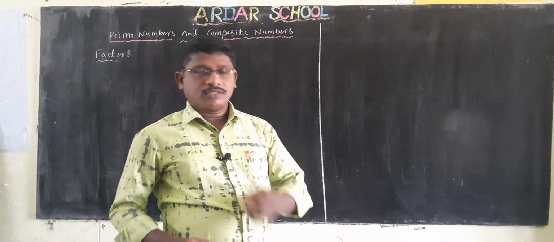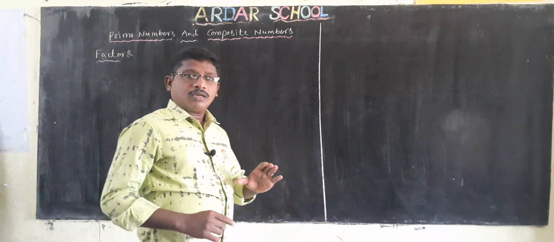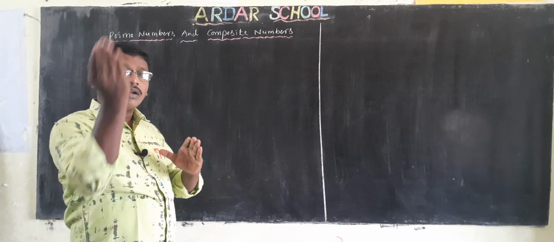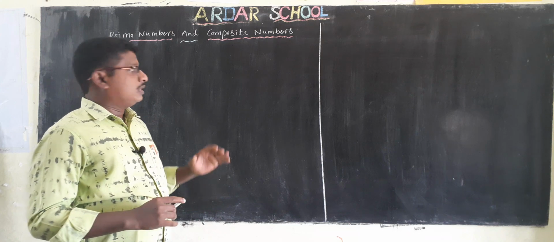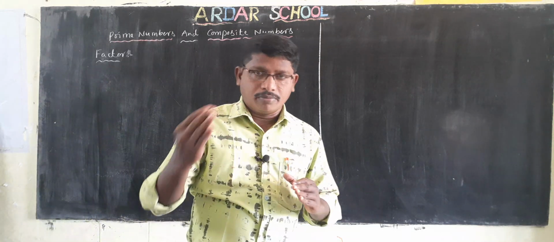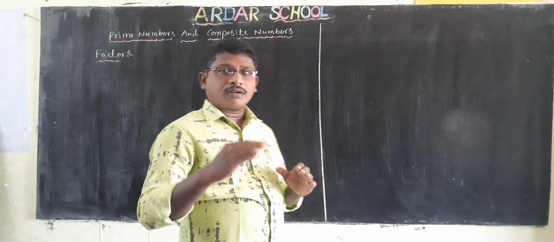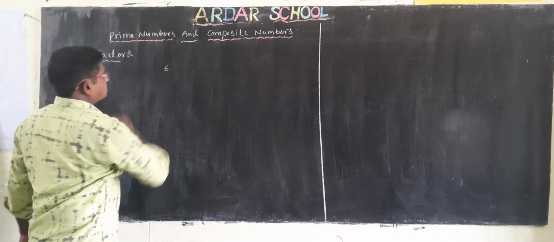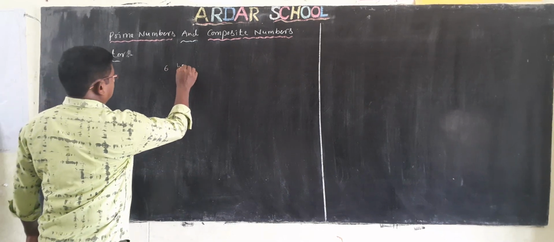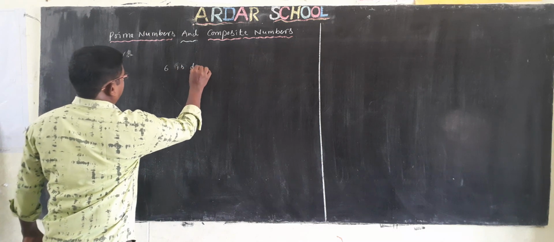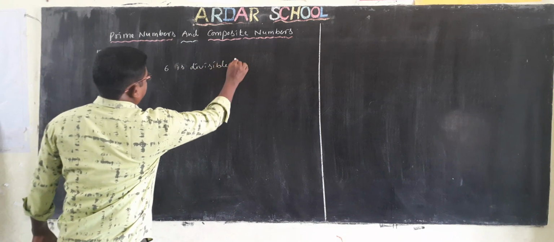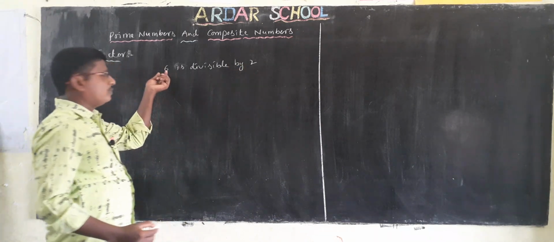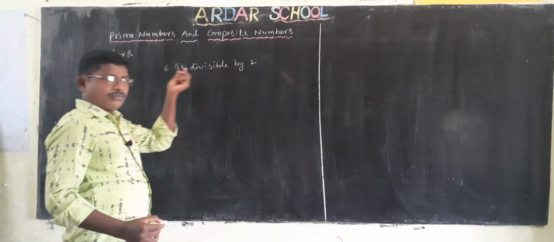The definition of a factor: if a given number is exactly divisible by a number, then that number is called a factor of the given number. For example, 6 is divisible by 2. That's why 2 is a factor of 6.